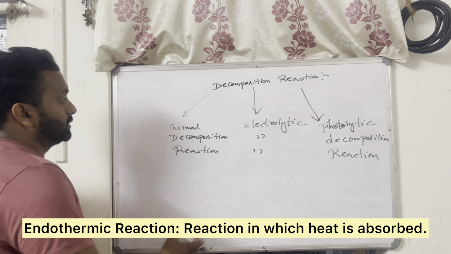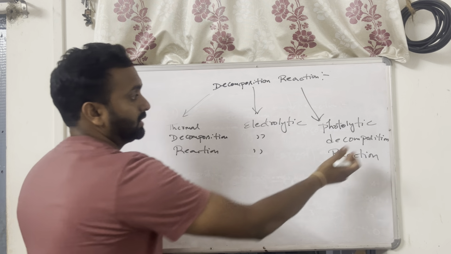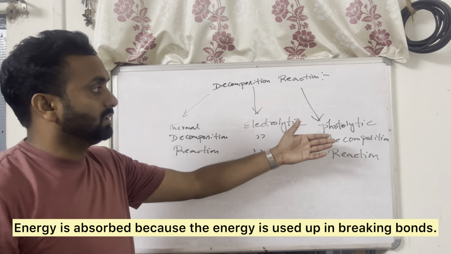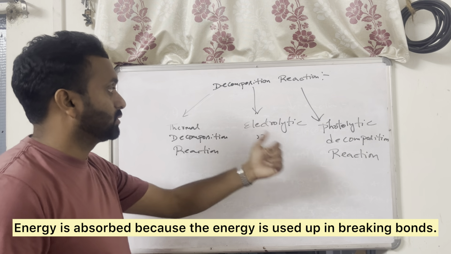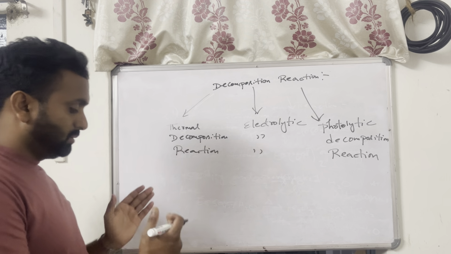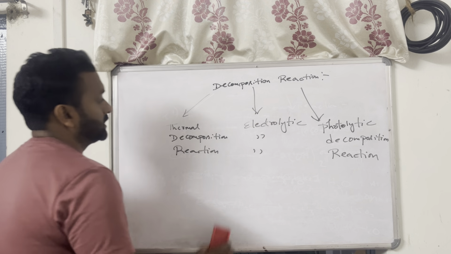So here thermal energy is absorbed, here electrical energy is absorbed, here energy of the photon is absorbed. That's why it is photolytic decomposition reaction, this is electrolytic decomposition reaction, this is thermal decomposition reaction. Now we will do each one of them in detail. So let's learn about thermal decomposition reaction first.